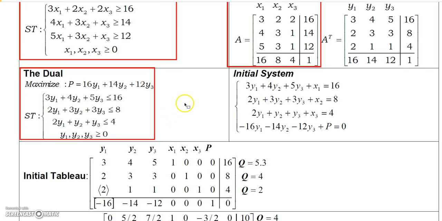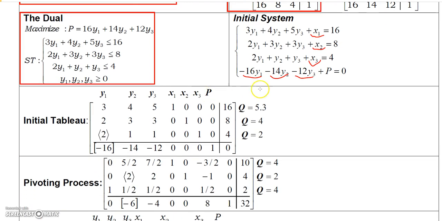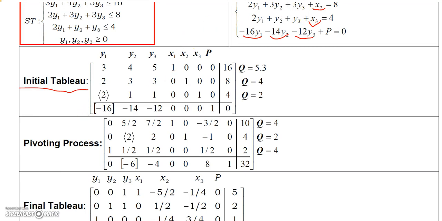And then of course, to solve your dual problem, you take your less than or equal to constraints. I take each one of these constraints and I add the slack variables to them. But remember, we use the original variables from our original problem. So we add x1 to the first constraint, x2 to the second constraint, x3 to the third constraint, and that gives us the equations. And then we move these terms over here and change their signs, and that's how we get the objective function in the initial system. And then finally, we take this initial system and put it in our initial simplex tableau, and then you just start your pivoting process.